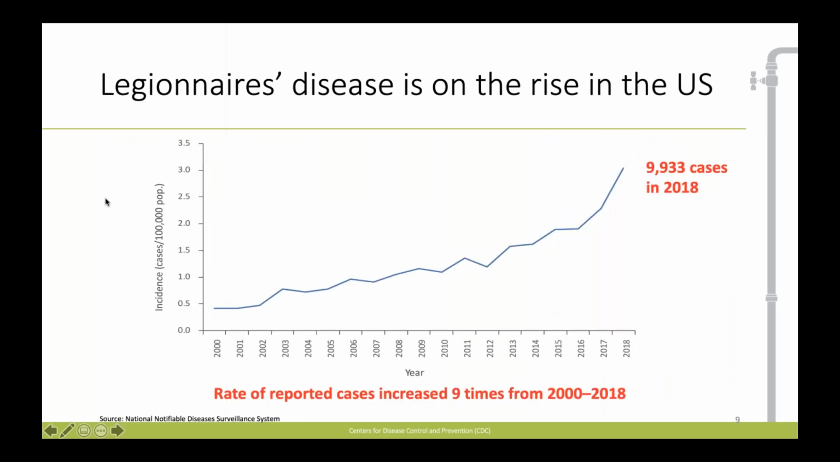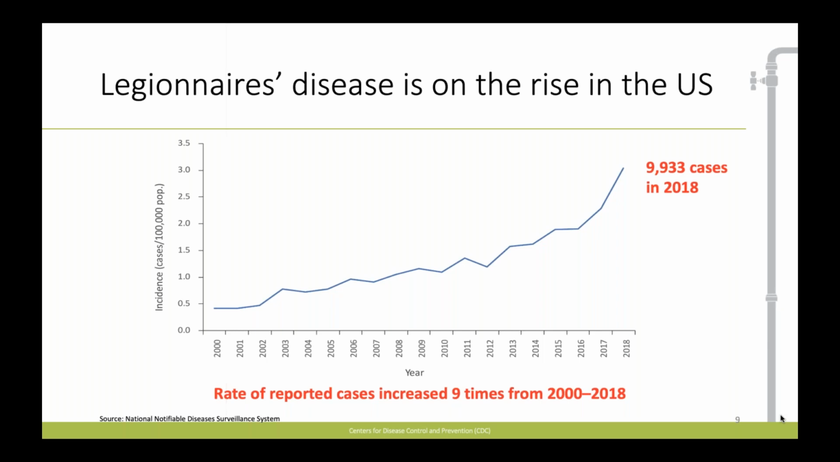So as was mentioned in the introduction, Legionnaire's disease is on the rise in the United States. In 2018, which is the last year we have complete data for, we identified 9,933 cases of disease in the United States. That represented a pretty stark increase in cases, not only compared to time periods further in the past, but also compared to time periods just over the last few years.